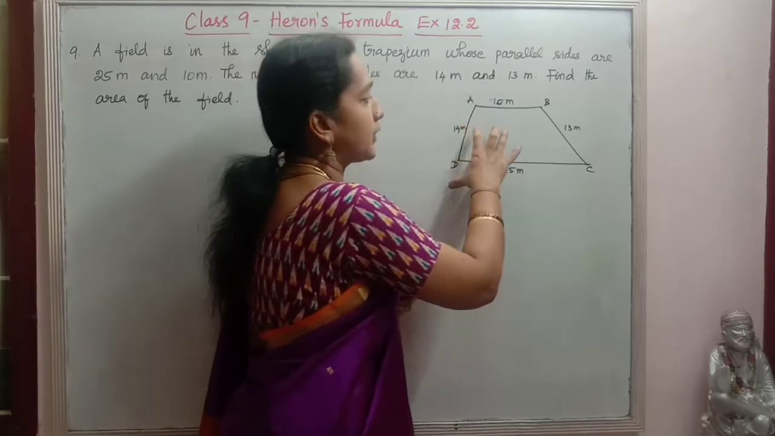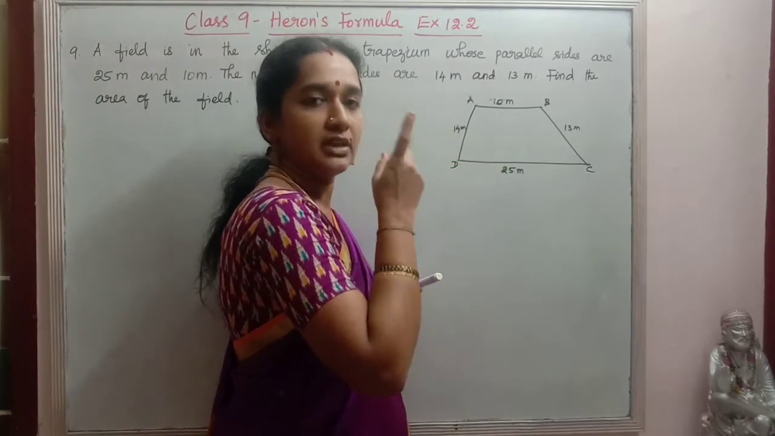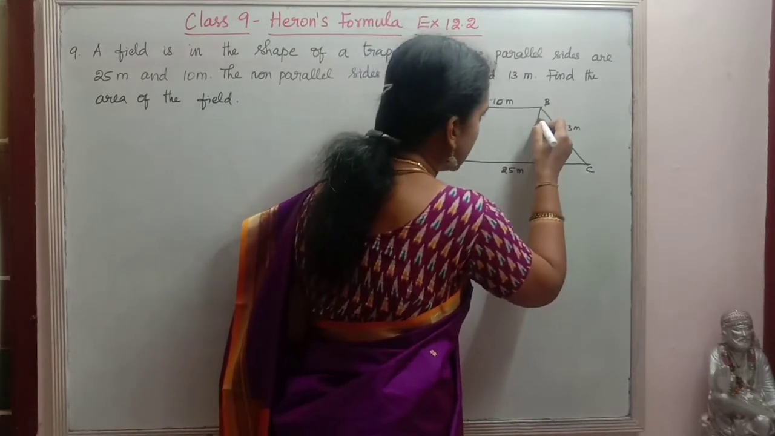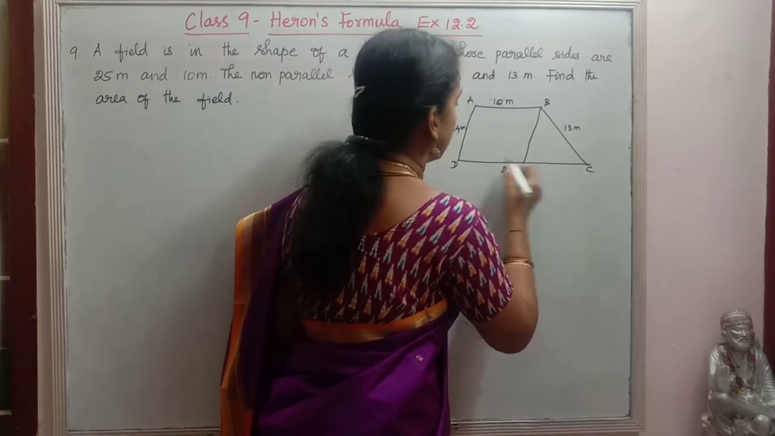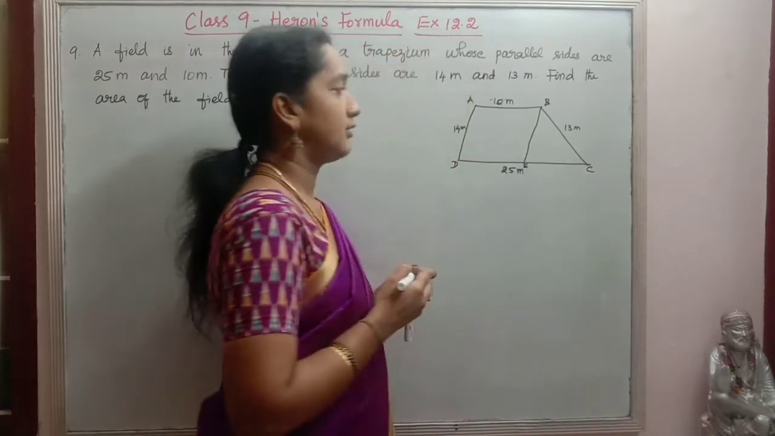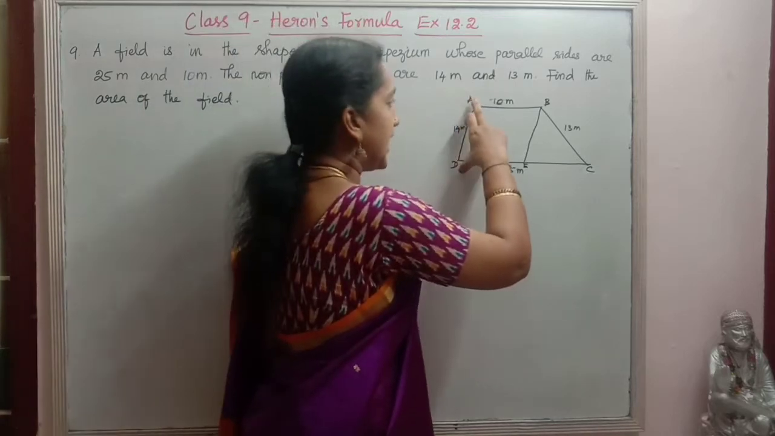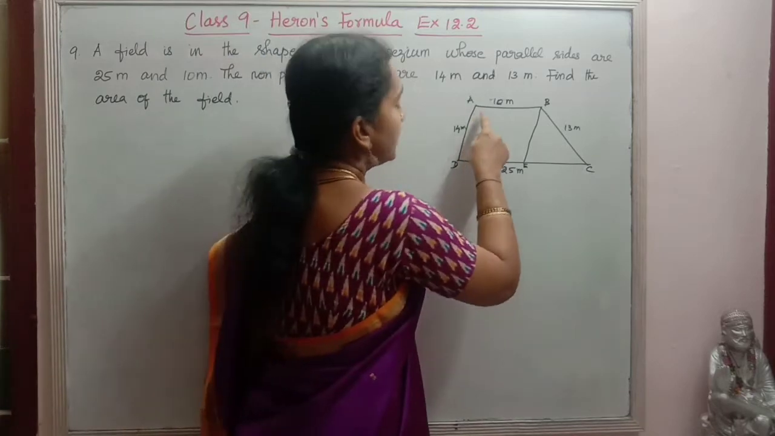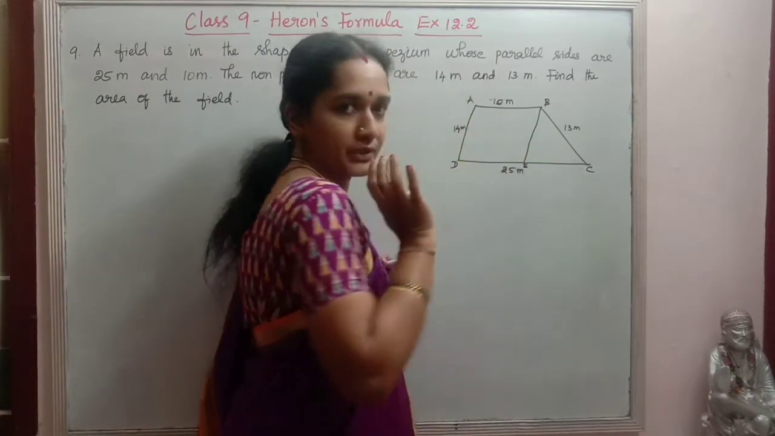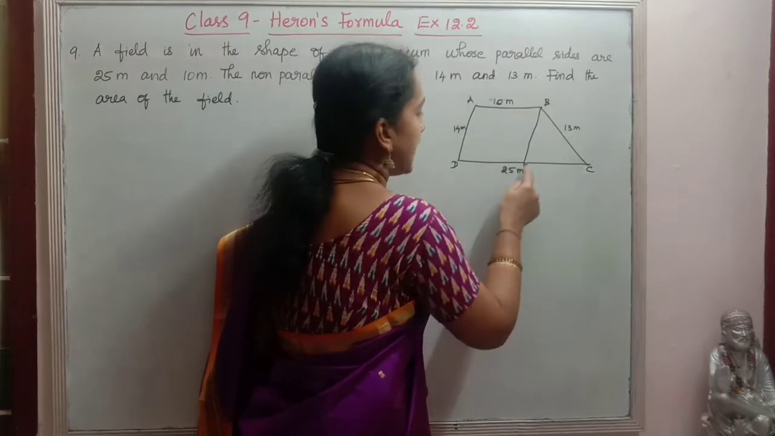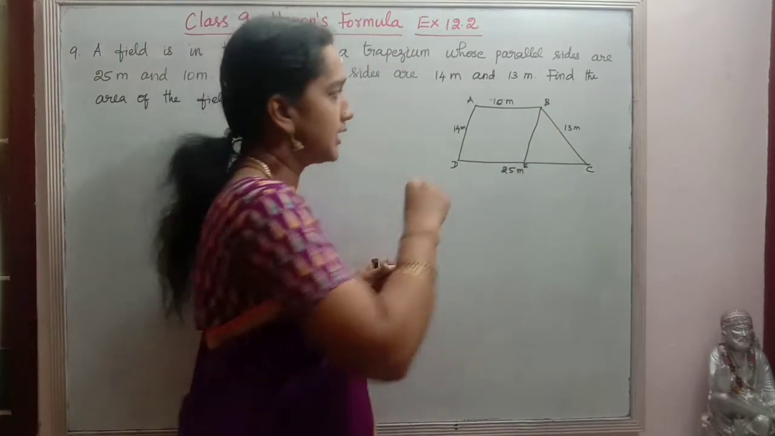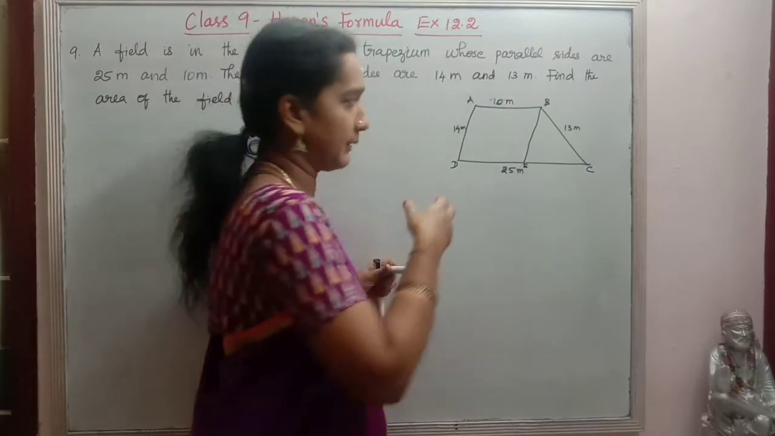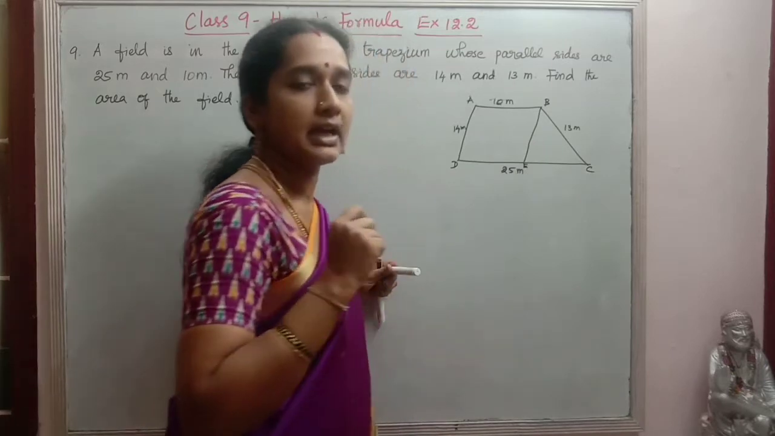For finding this, we are going to draw a line from B parallel to AD, and we write that point as E. So AD is parallel to BE. This is a construction we are doing to find the area of this trapezium. Since both pairs of opposite sides are parallel, we get ABED as a parallelogram.